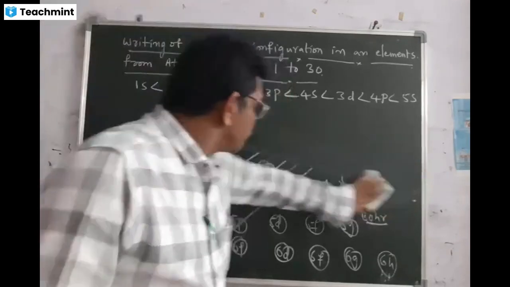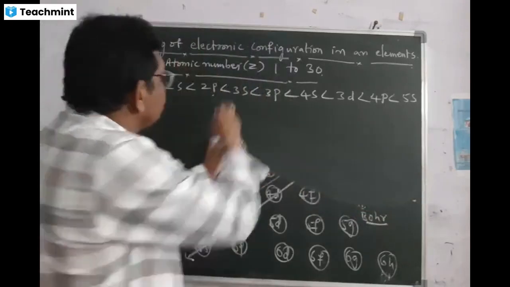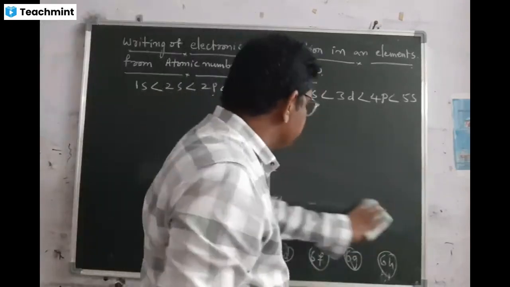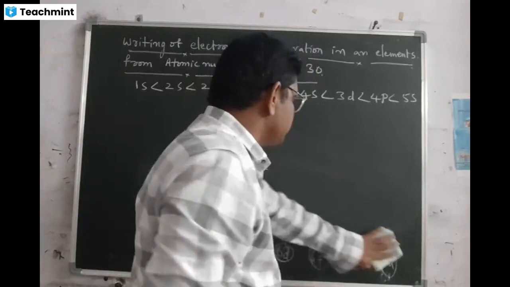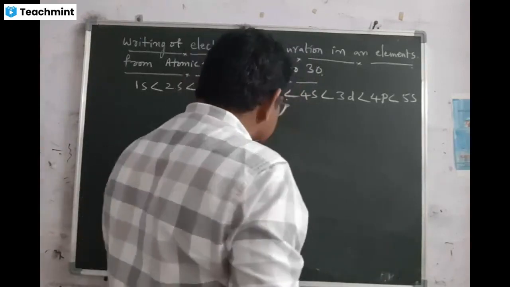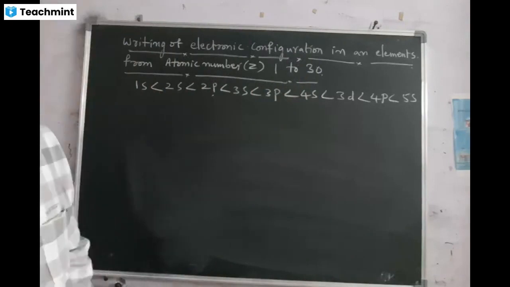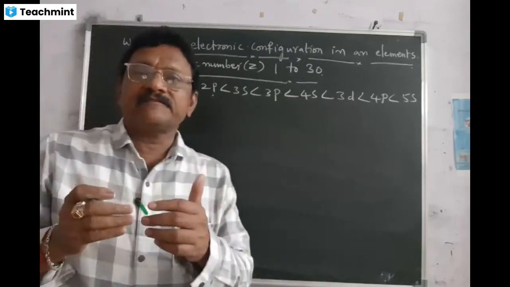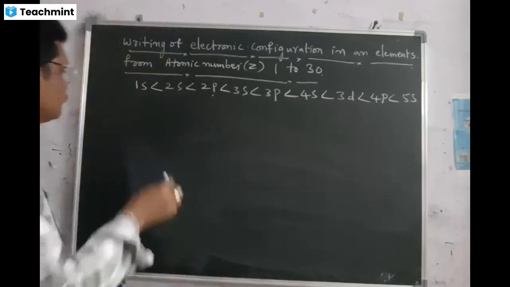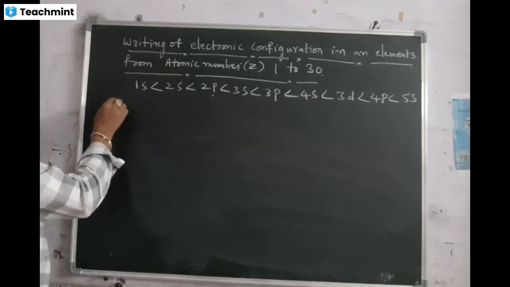Then today's topic, what is that? We are going to write the electronic configuration of different elements. The atomic range lies from 1 to 30. Today we will see them one by one. So write down just like a table.